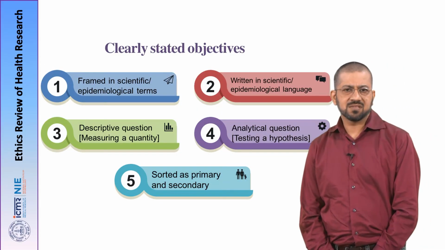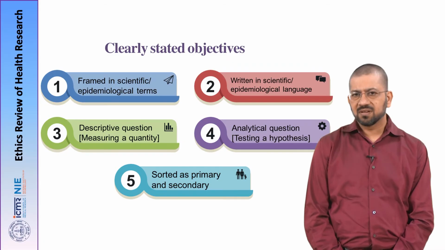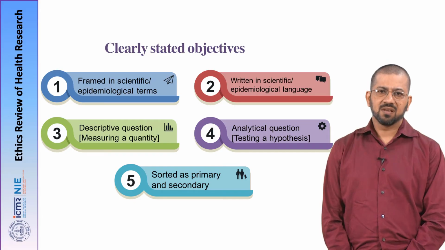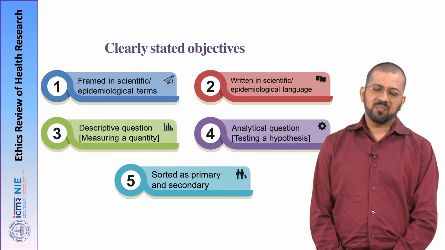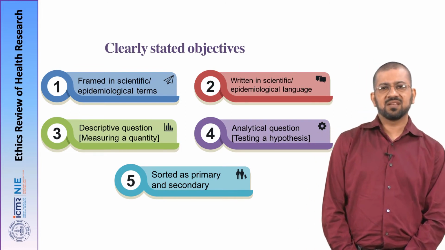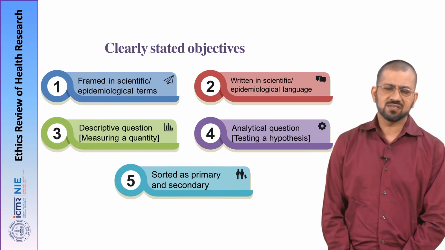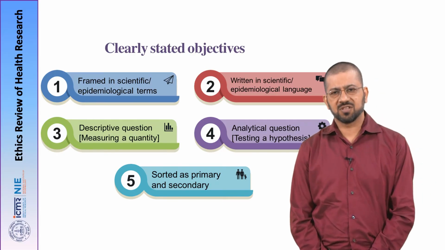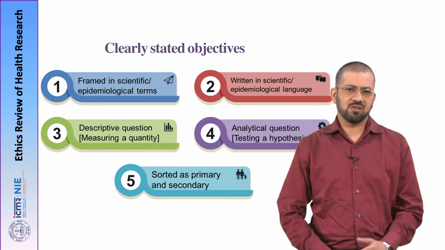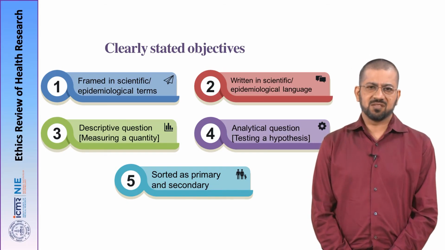In terms of the objectives, we could look at whether they have been appropriately framed and written in a scientific manner using epidemiological terms. Depending on the research question, the objectives could be descriptive or analytical. If you are measuring a quantity, for example estimating prevalence, proportion or incidence, then that would be a descriptive question, such as estimating the prevalence of HIV in prison inmates, for example.